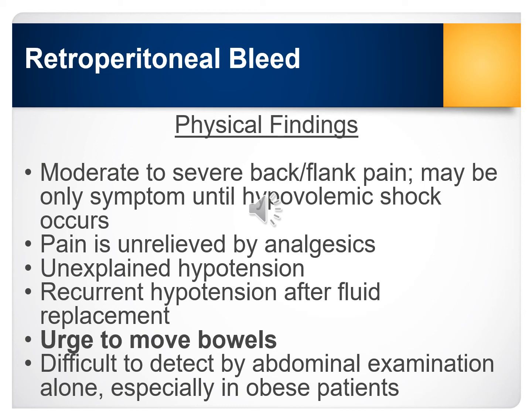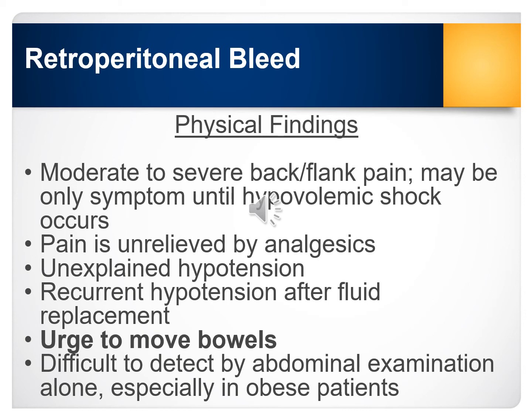Retroperitoneal bleed, which only happens in 4% of patients who have a cardiac catheterization, is a very serious complication. A retroperitoneal bleed is defined as blood entering the retroperitoneal cavity through a small hole in a vessel. Patients will typically complain of moderate to severe back and flank pain.